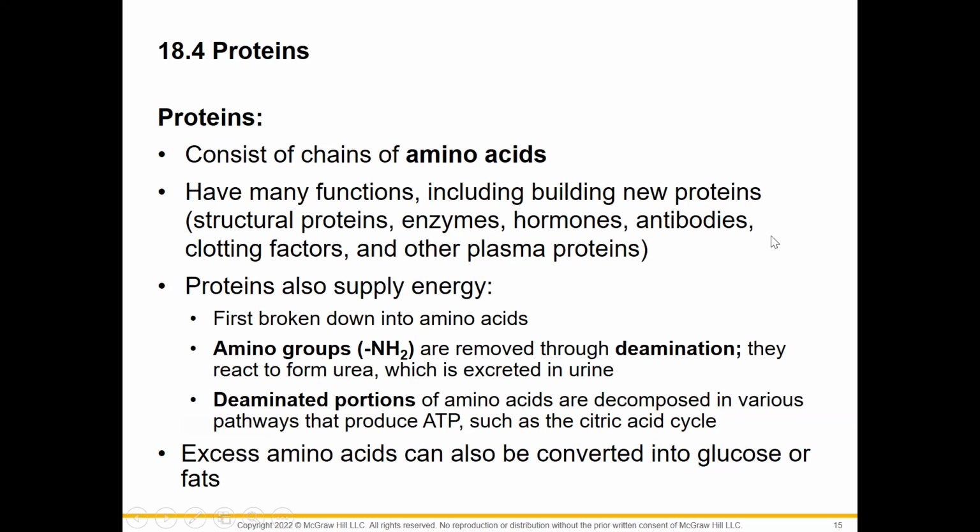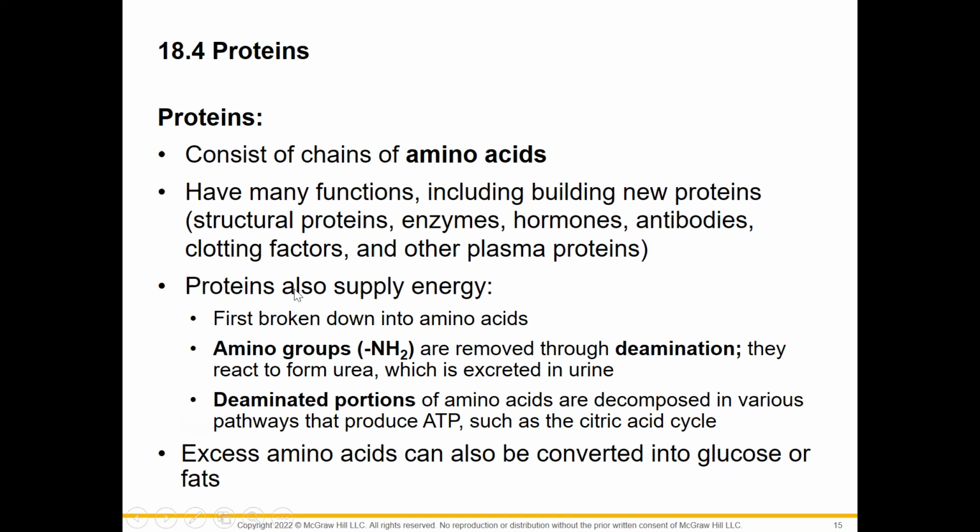Your body makes antibodies from protein. So antibodies are proteins. The clotting factors, those factors that are used to help clot or to help patch up nicks in your blood vessels, are made up of proteins. And then the proteins that are floating around in your plasma that are used for things like transporting lipid-based products, maintaining osmotic balance in your bloodstream, all of those plasma proteins are made up of amino acid backbones, are made up of proteins.